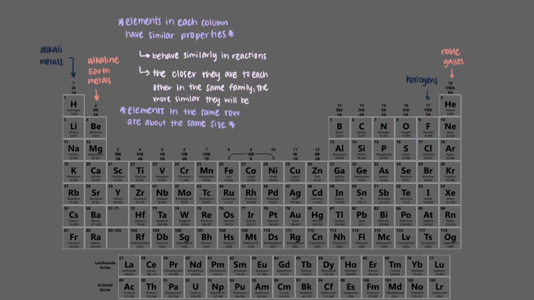So now we know that the periodic table is arranged according to certain patterns. Across each row, elements are similar in size. Down each column, elements have similar properties. Why these properties repeat periodically is one of the mysteries answered at the beginning of the 20th century by quantum mechanics, but that's a topic for later videos.